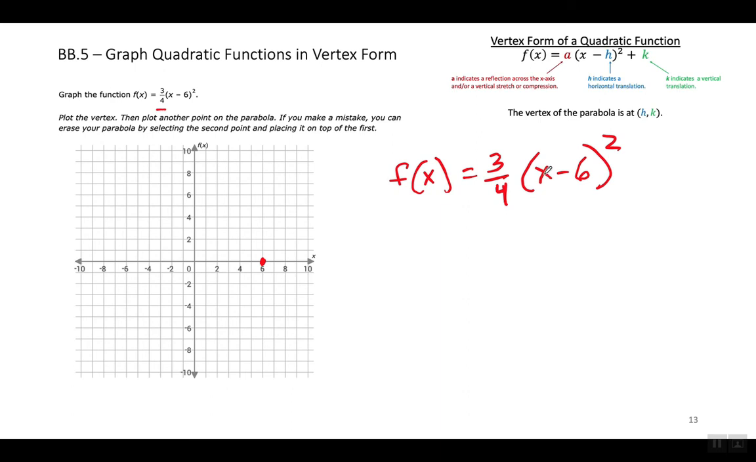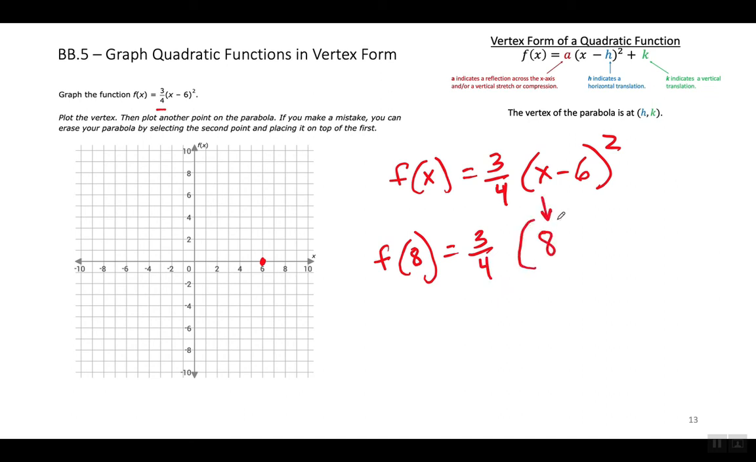So what number can I put here that when I subtract 6 and square it will give me 4? First of all, what number to the second power is 4? 2. 2 to the second power is 4. So what number minus 6 will equal 2? That has to be 8 because 8 minus 6 equals 2. All right, so let's substitute 8.